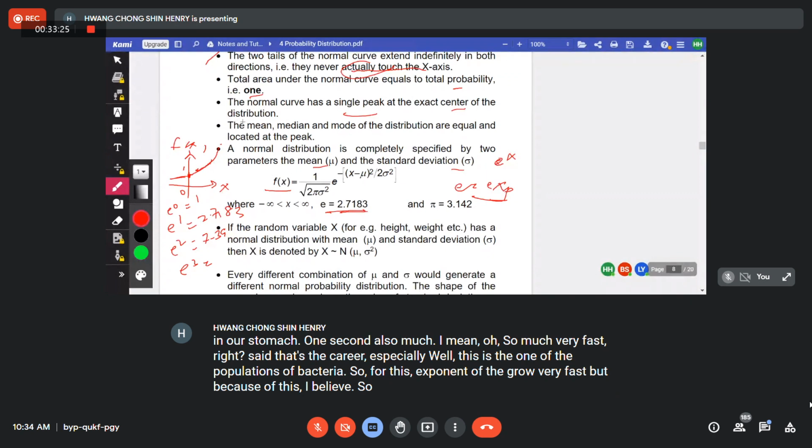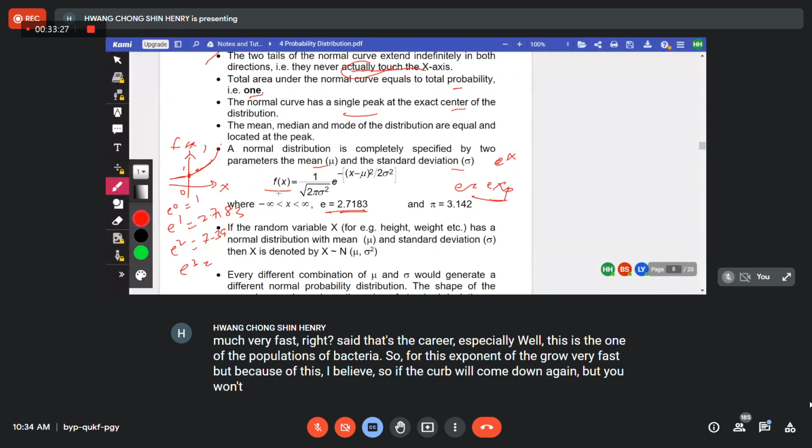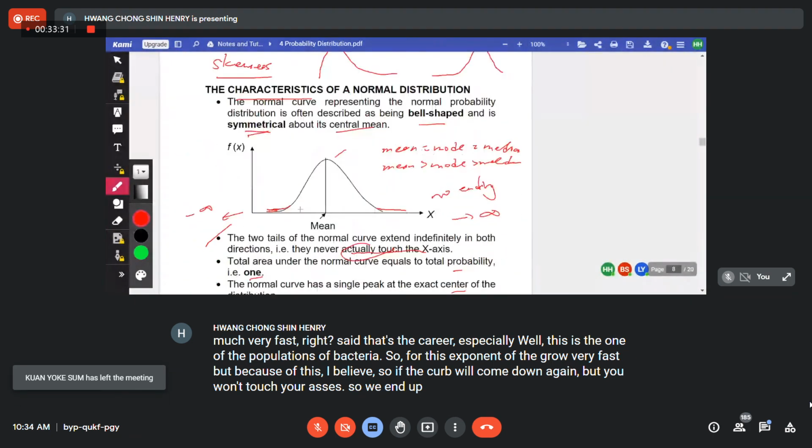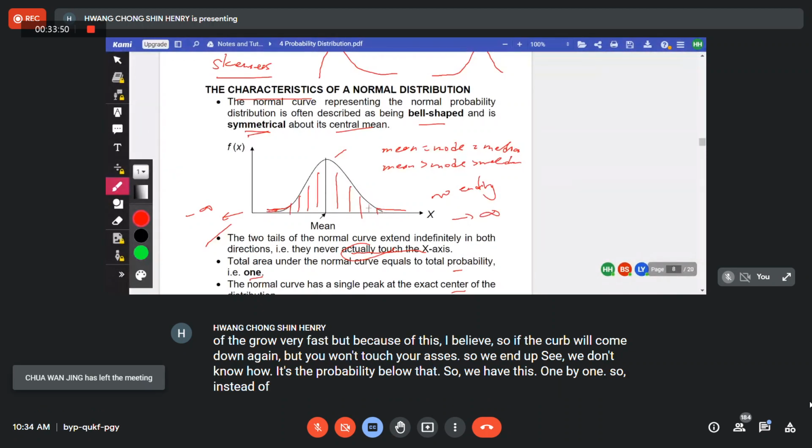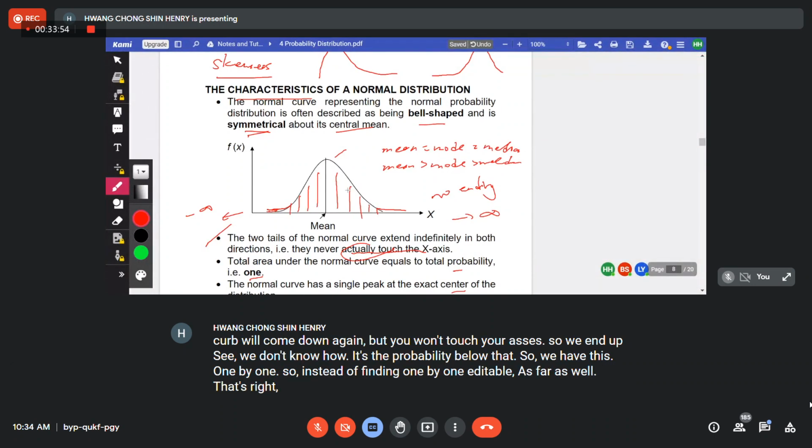Okay, the curve will come down again, but it won't touch the x-axis. So we end up like this. See, very high one. We don't know how high this is. Your answer is the probability below the curve. So we have this 1 by 1. Instead of finding 1 by 1, any double, as long as from left to right must equal to 1. So last time they call it integrate.